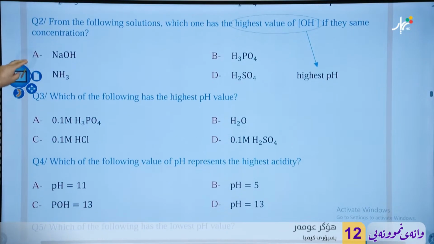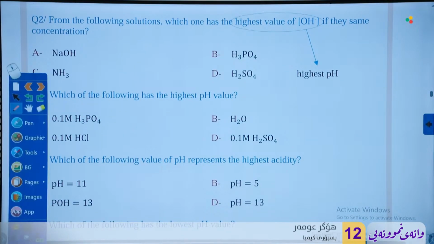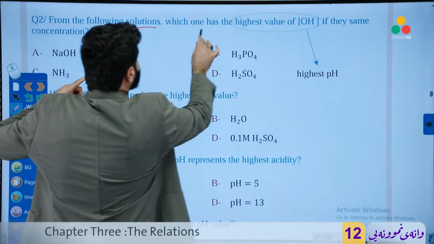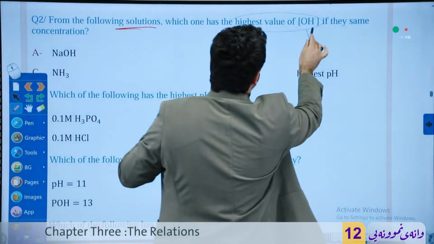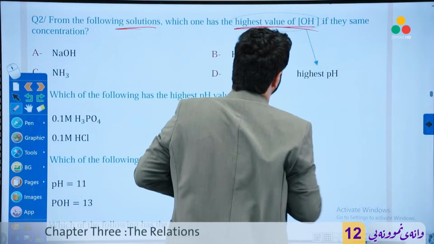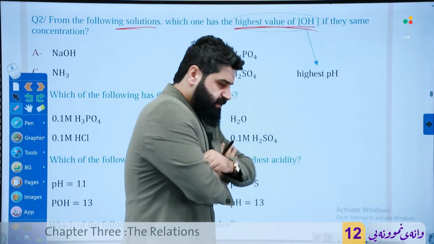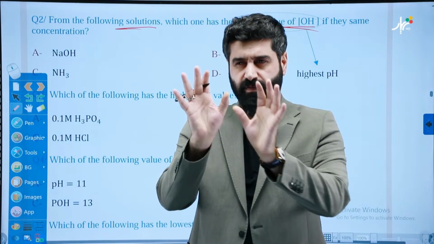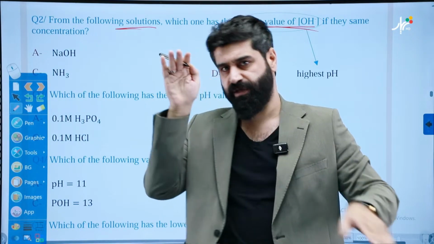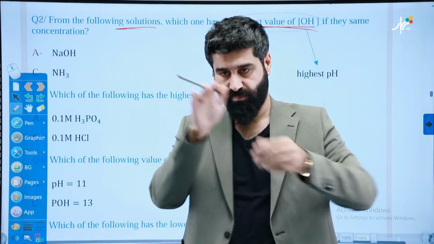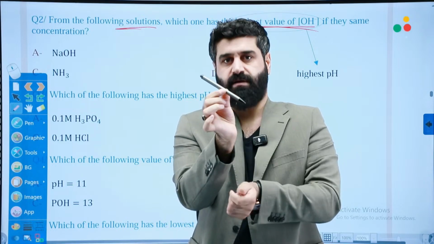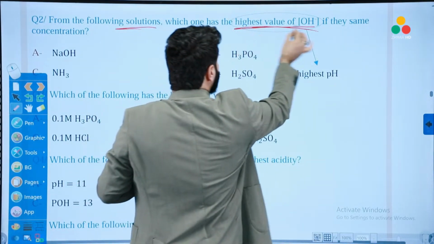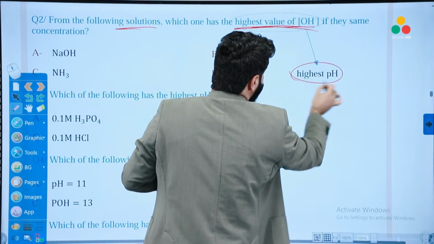Another question, my dear. Look at the question here. From the following solutions, which one has the highest value of OH? Highest OH. What's the relation between OH and pH? According to the relations, OH and pH, they were like this. Okay? Got it, direct. Highest OH means greatest pH value.